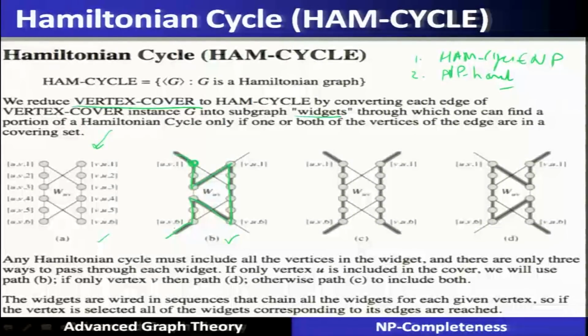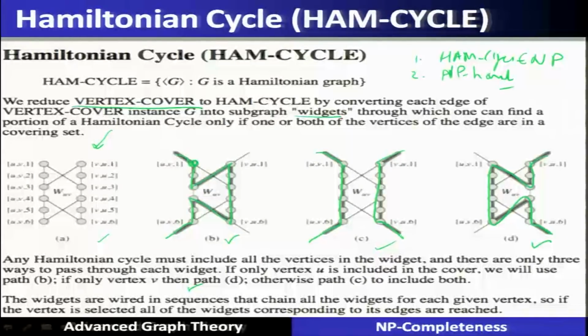If only vertex v, that means if there is entry at vertex v, then we basically have this particular widget D. Otherwise, the path C: we enter from u, complete the widget on one side, enter from v, and complete the widget from the other side.